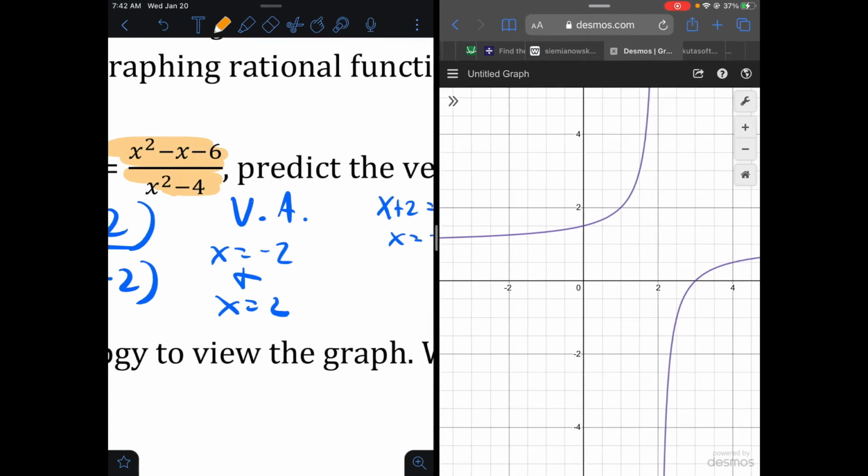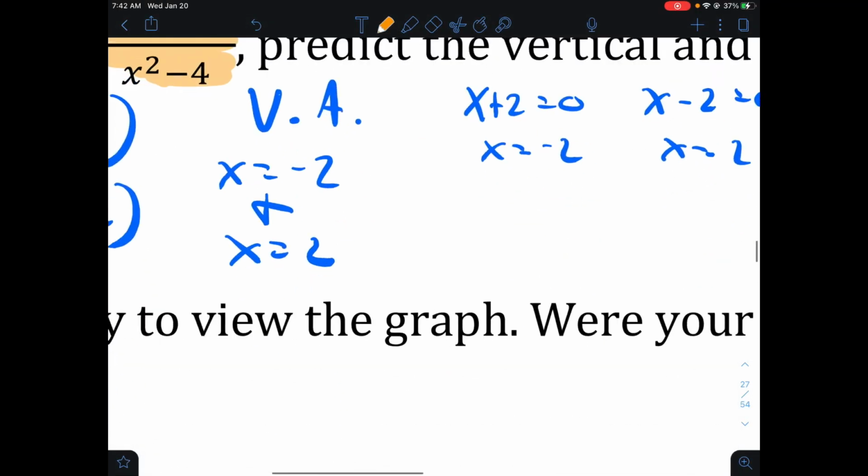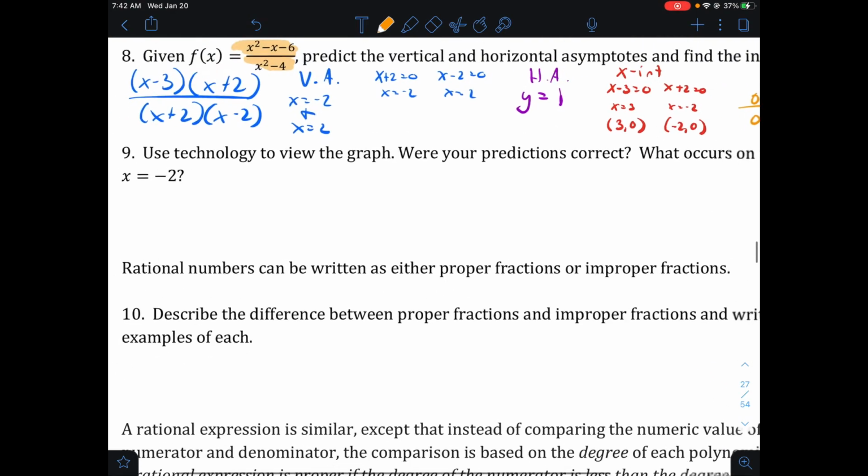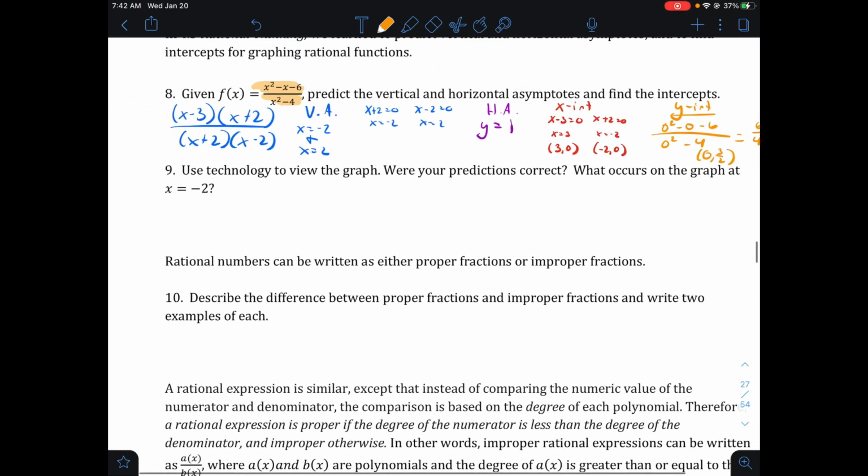So let's go back to our questions here. Only one of these vertical asymptotes held true. It says, use technology to view the graph. Were your predictions correct? What occurs in the graph at x equals -2? So we know that there is a vertical asymptote at x equals 2. That held true. But not at x equals -2.